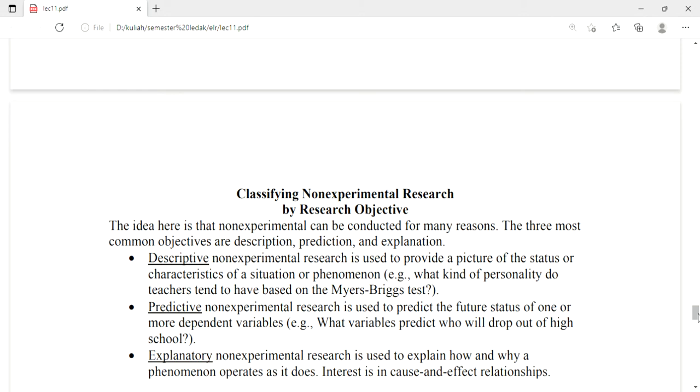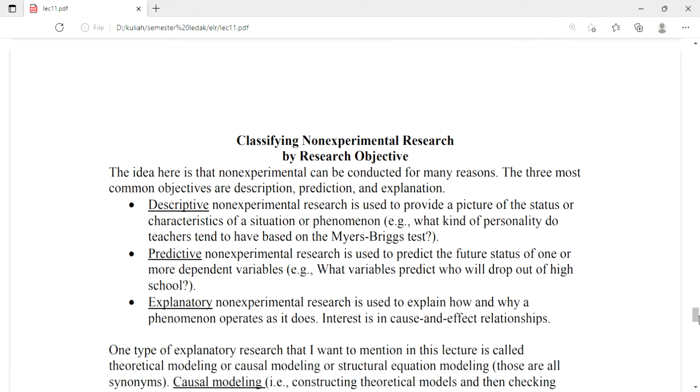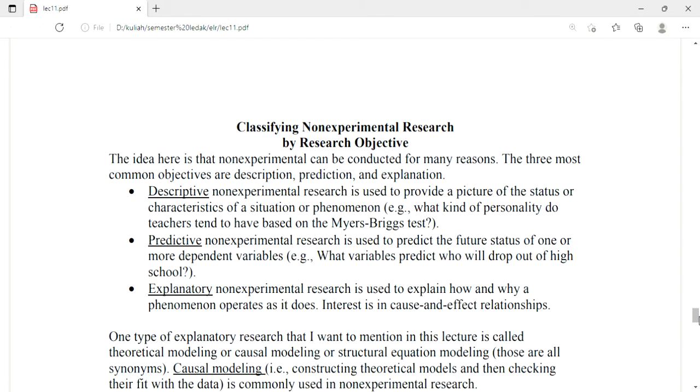Okay, here is classifying non-experimental research by research objective. The first one is descriptive, the second one is predictive, and the third one is explanatory. Descriptive is used to provide a picture of the status or characteristics of a situation or phenomenon. Predictive is used to predict the future status of one or more dependent variables. And the third one, explanatory, is used to explain how and why a phenomenon operates as it does. Interest is in cause and effect relationships.